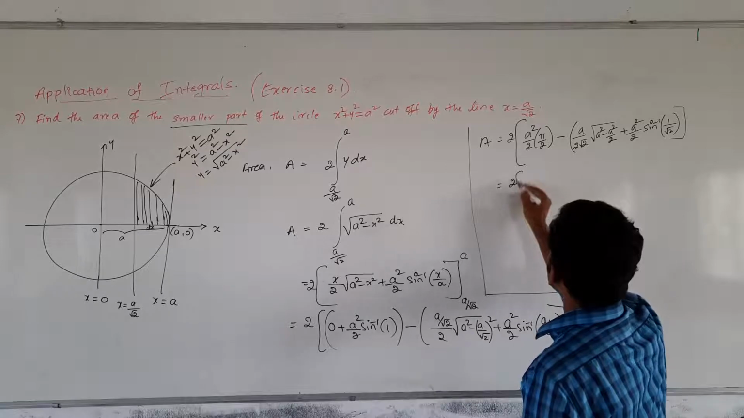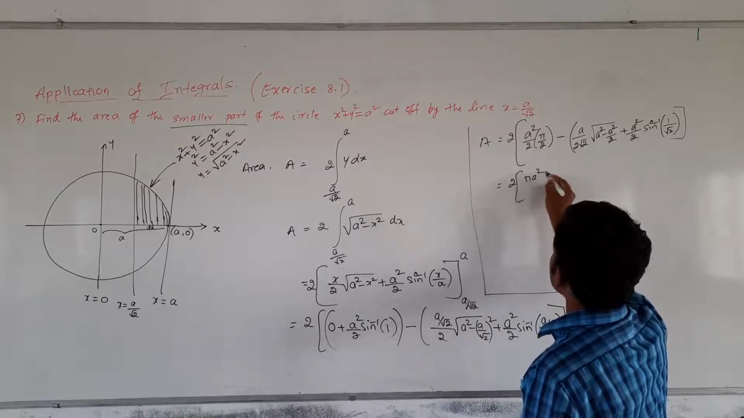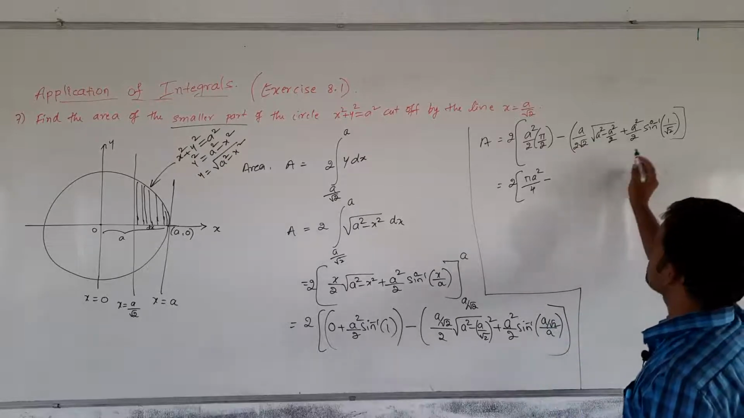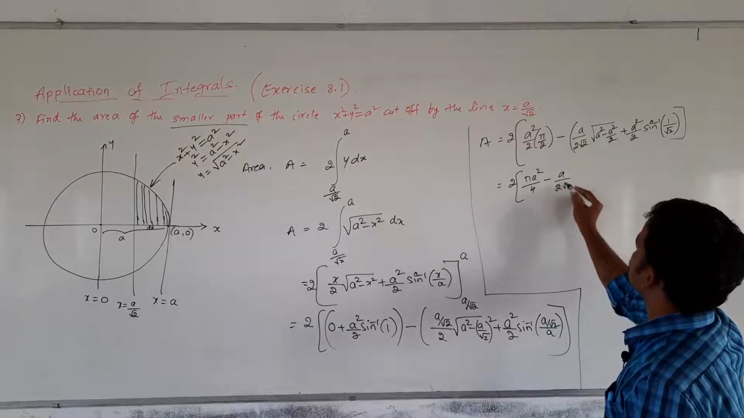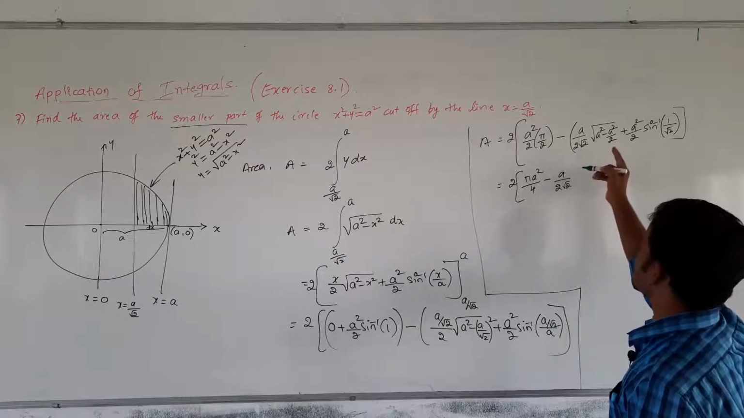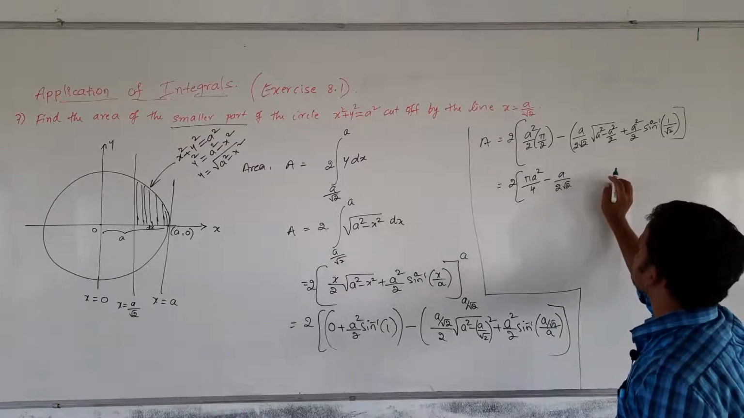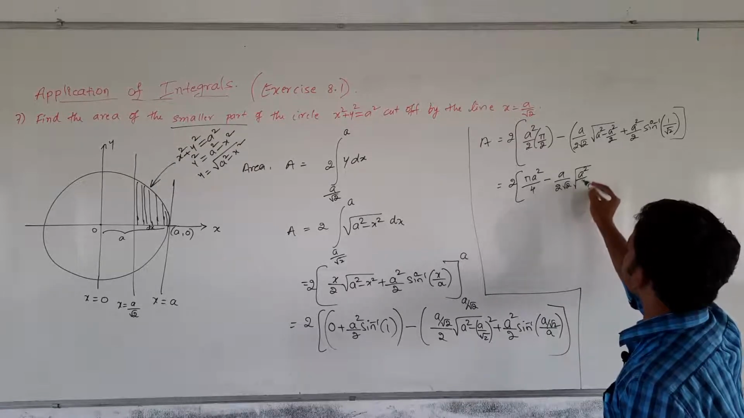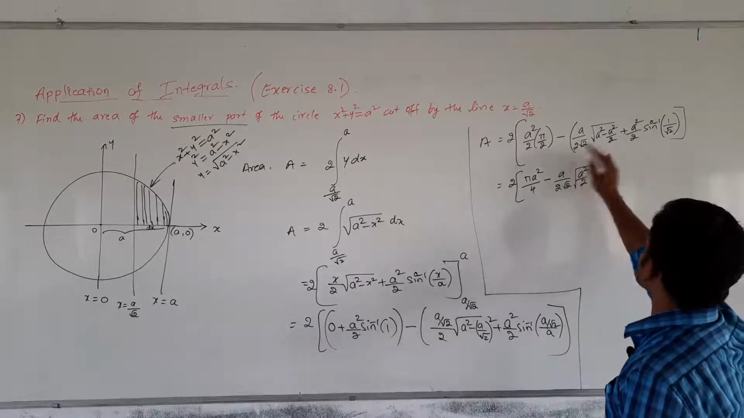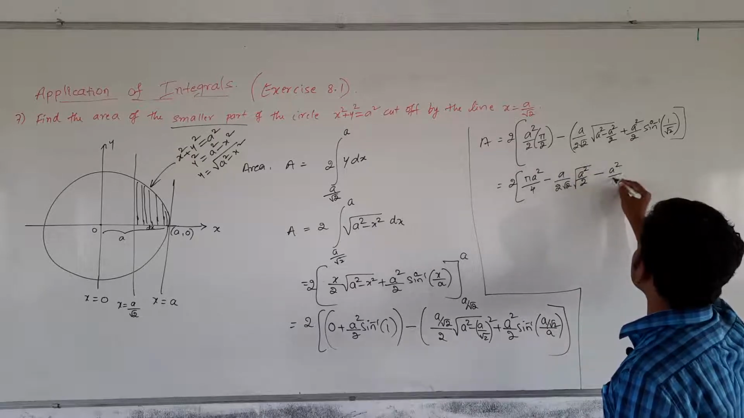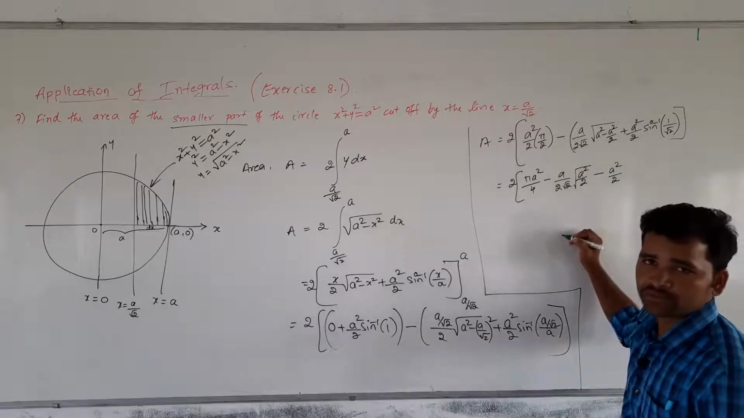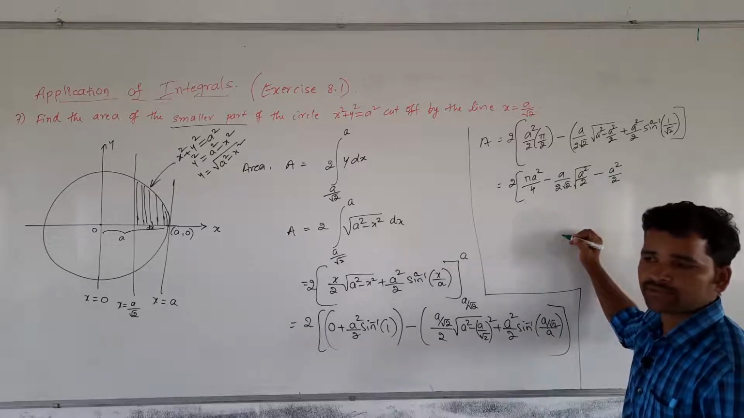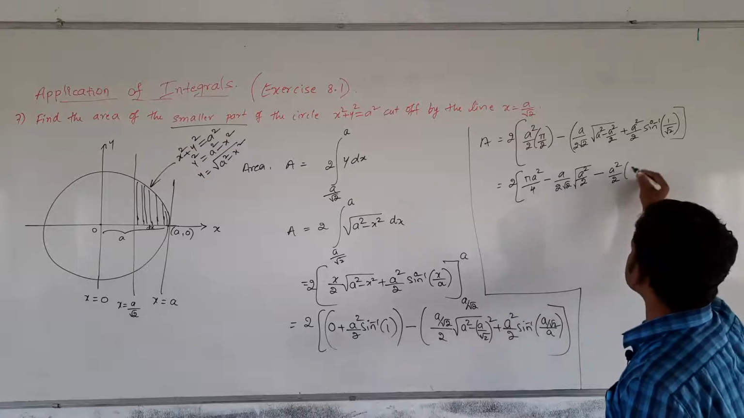This is 2 times pi a square by 4 minus, the minus gets multiplied to both the terms. This becomes a by 2 root 2, and under the root, if you cross multiply, 2a square minus a square means a square by 2. Under the root it is a square by 2. Minus into plus, minus a square by 2 into sin inverse of 1 by root 2. That is, sin 45 degree is 1 by root 2, so sin inverse of 1 by root 2 is 45 degree. In radians it is pi by 4.